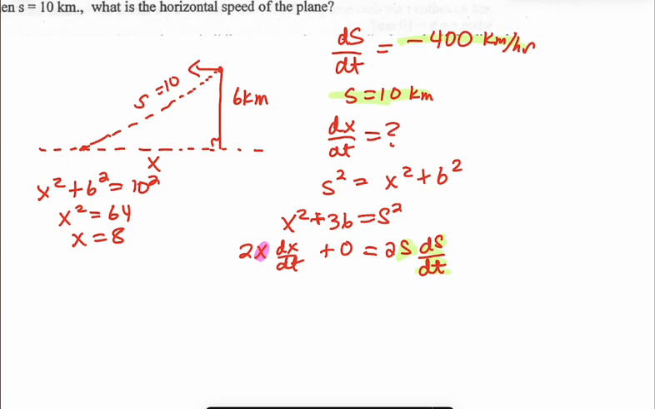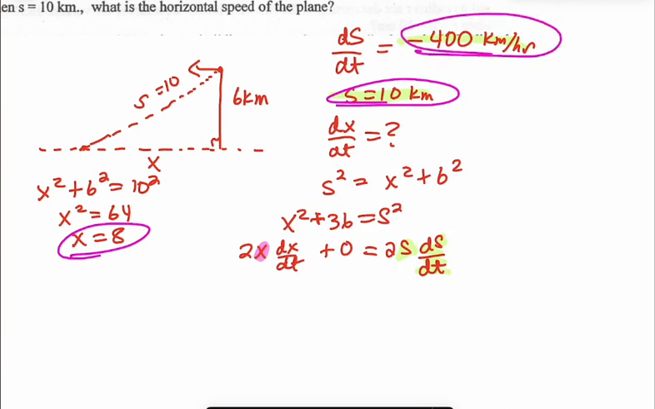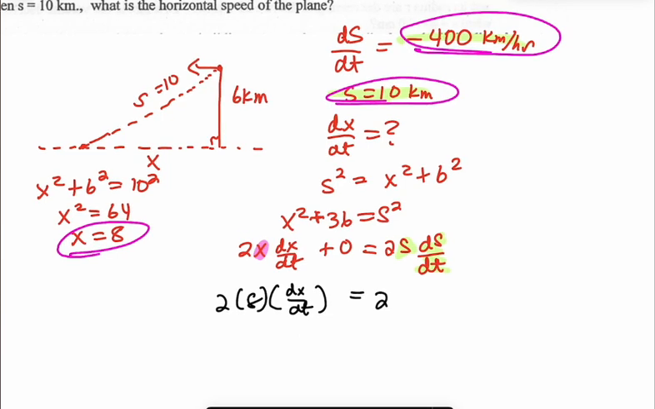So now we know x, so we can plug that in. We know s, and we know ds/dt. So now you should be ready to solve for the thing we're looking for. Remember, we were looking for dx/dt. Let's plug the values in. We get 2 times 8 times dx/dt equals 2 times s, which was 10, times negative 400.